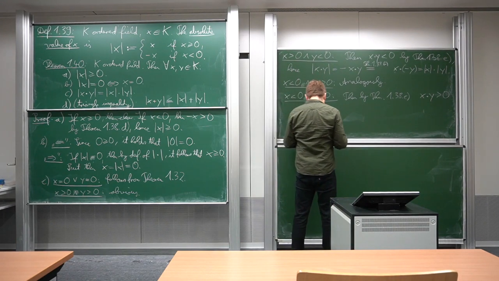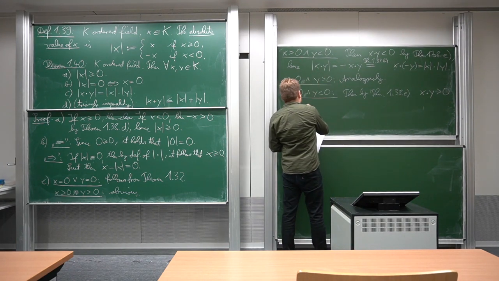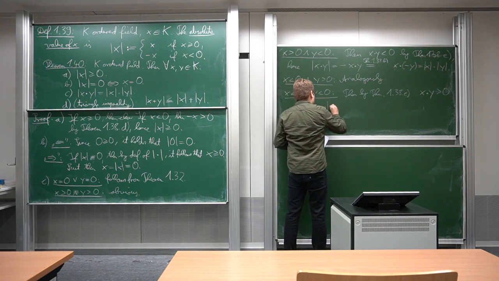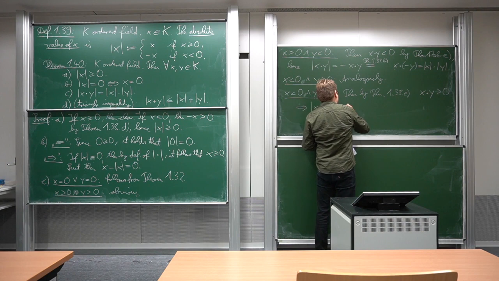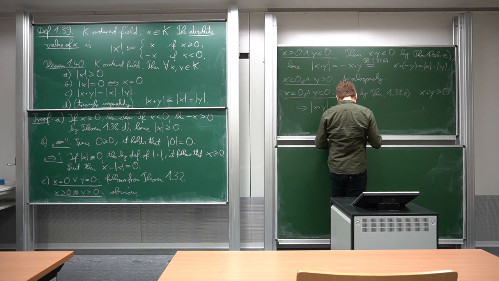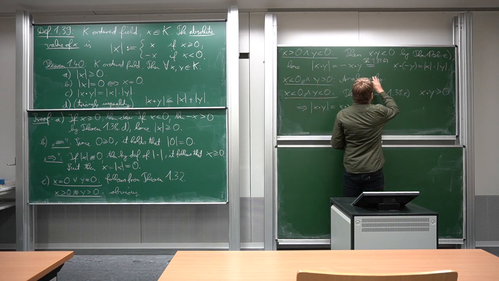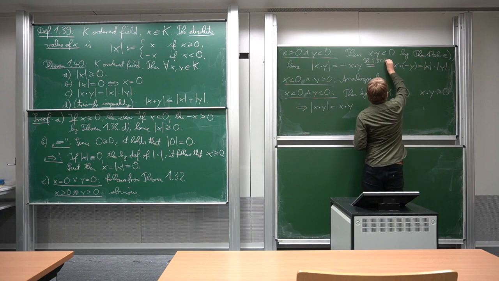Okay, this means that the absolute value of x times y would just be x times y itself. But this was part of, here I've made a mistake, this was part A and not part B.